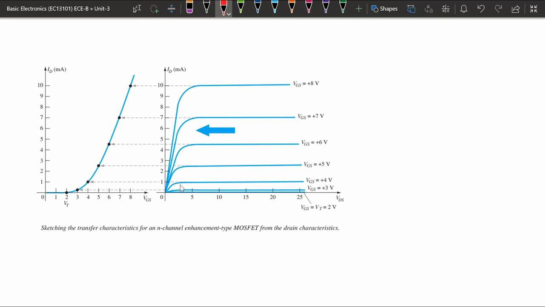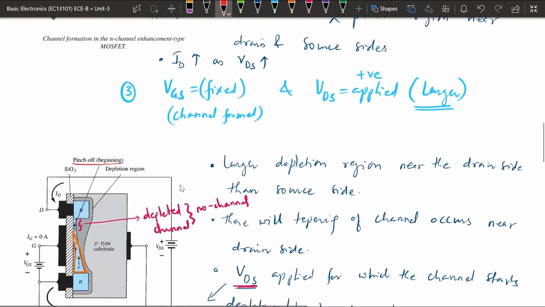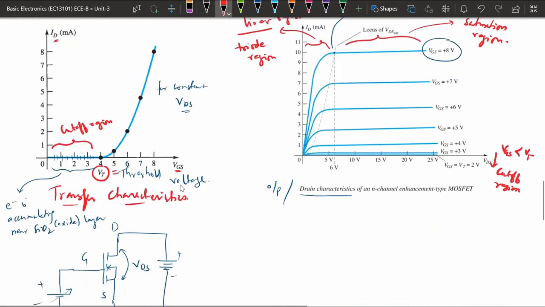So we can extend it. For different voltages, this is 3 volt VGS. At VGS 3 volt, whatever the current is flowing, this is the current. At 4 volt, what is the current? At 5 volt, we will be plotting different points. At 6 volt, this is the current value. At 7 volt, this is the current, and at 8 volt, this is the current. By combining these points, we can get the transfer characteristics in case of any type of MOSFET. Okay, so I hope you have got the point. This is the basic operation of the N-channel enhancement type MOSFET.